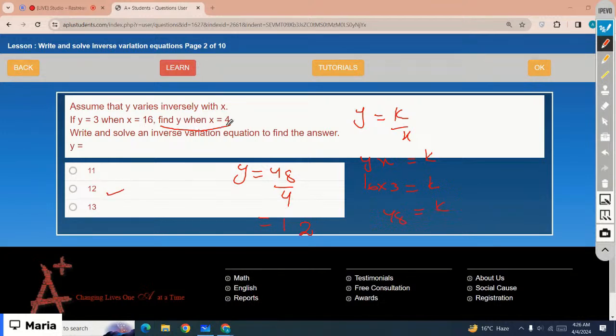Got it? And the easier way to find it, right? 16 times 3 is 48. You have to find 4 times what number is 48? 4 times 12 is 48. Got it? That is the easier way to find the value. The correct option is 12.